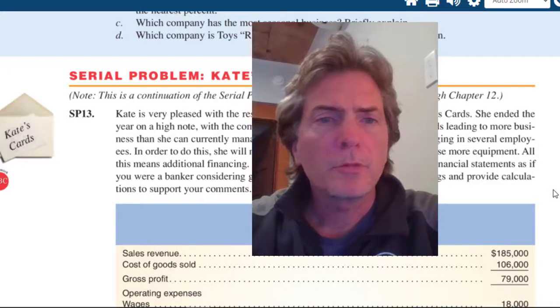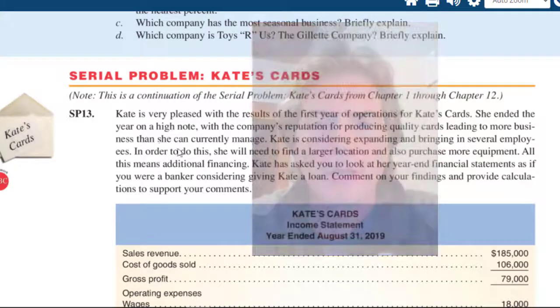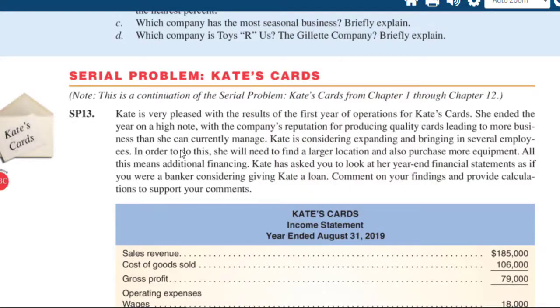Hey everybody, today I'm going to talk about the serial problem for Kate's cards, and this is for chapter 13. In this chapter we talk about financial statement analysis, and what that means is instead of just looking at the numbers, what kind of understanding can we get from the financial statements?